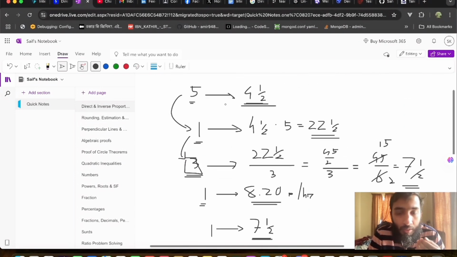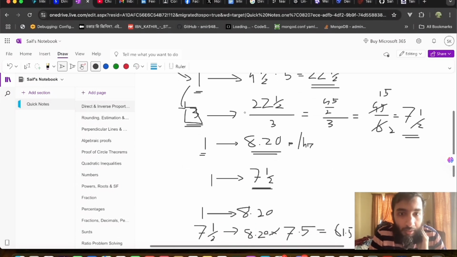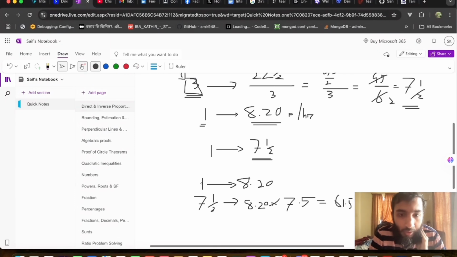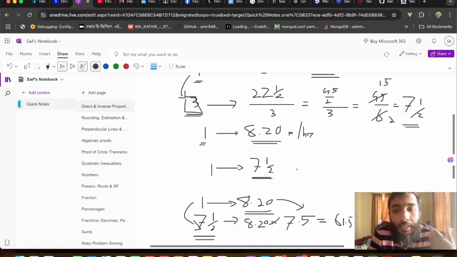The first one was an example where one quantity decreased and the other quantity increased. And the second one: each cleaner gets 8.20 pounds per hour, so if he works 7.5 hours, when one quantity increases, the other quantity also increases. So there are examples of both direct and inverse proportion in this problem.